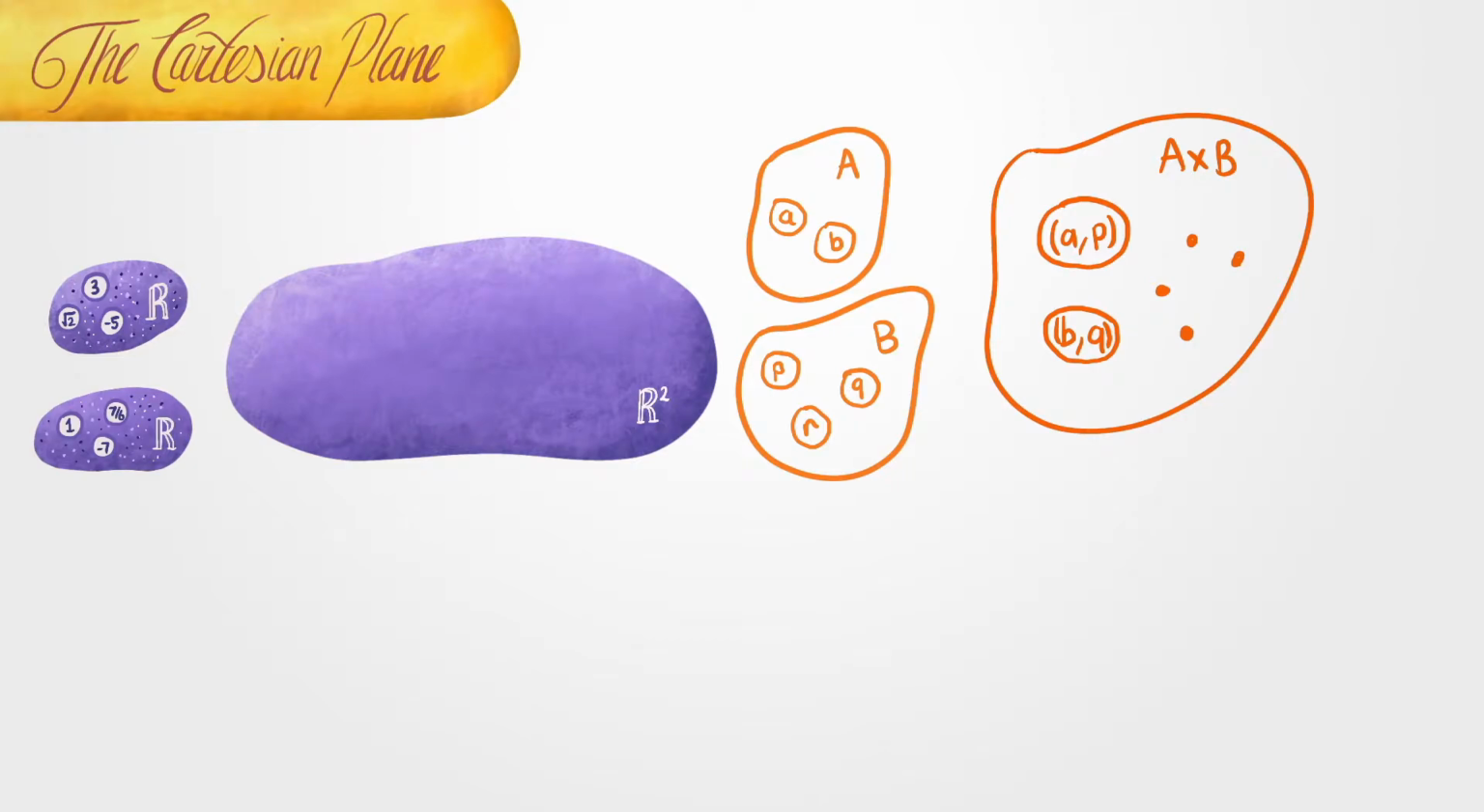Now, the new set we're forming is going to be called R squared, and the reason we call it R squared is because it reminds us a little bit of the process of multiplying a number by itself. But in this case, you're multiplying a set by itself, and therefore it's kind of like you're squaring the set.